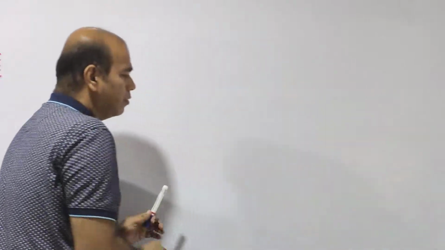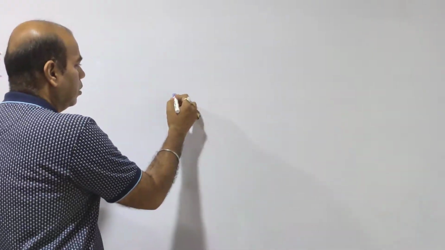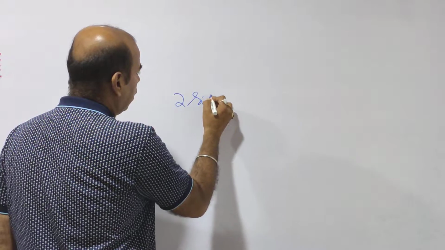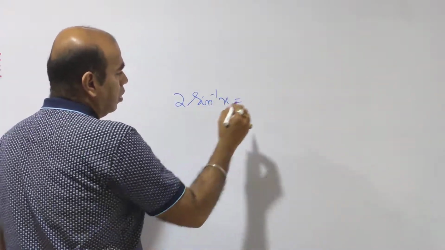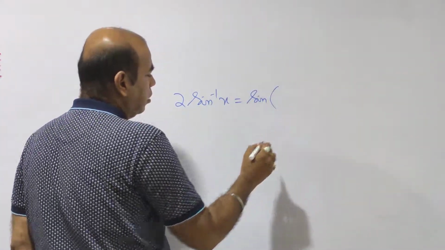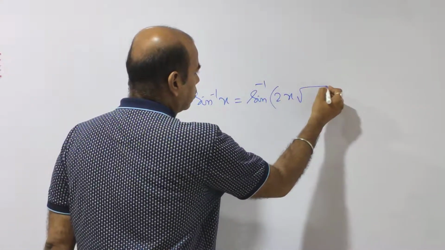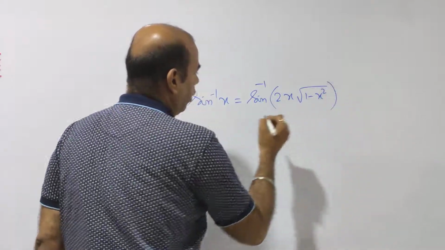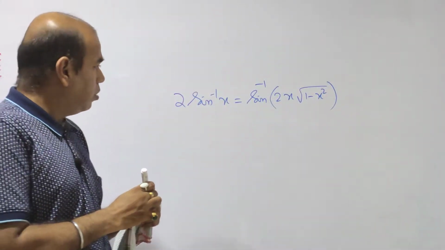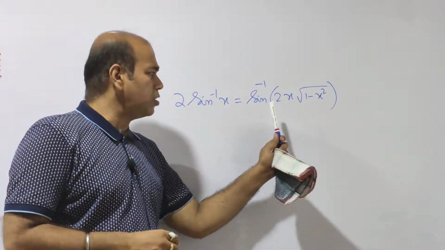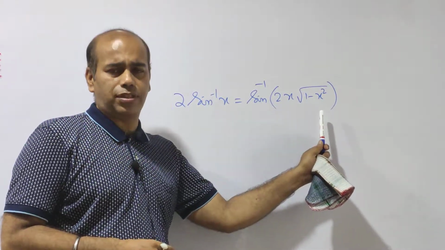Now let me take some examples. If I write 2 sine inverse x, then what happens? If you check the list of formulas, it will be sine inverse of 2x root over 1 minus x square. So 2 sine inverse x is sine inverse of 2x root over 1 minus x square.